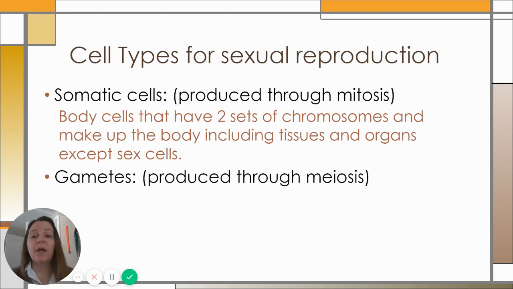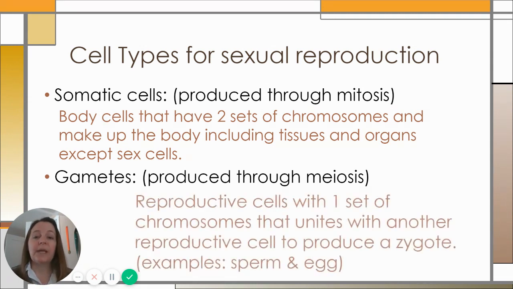These types of cells make up all of your body tissues, organs, again, brain cells, bone cells, fingernails, hair, everything involved with your body, except the sex cells. Sex cells are called gametes, and they are produced through the process of meiosis. So pause the video to write this down and then continue.